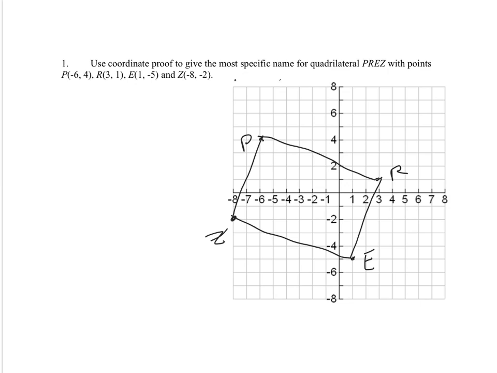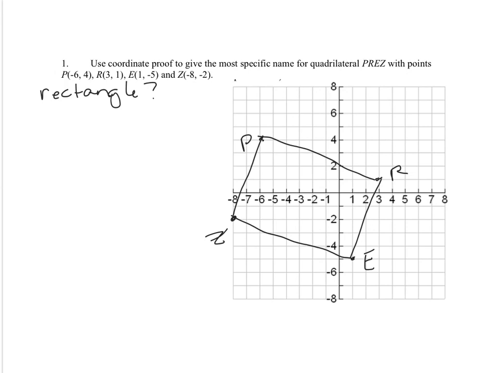Okay, take a look at what it looks like it might be. It looks like it might be a rectangle. Okay, so let's see how could we prove that. So we think it's a rectangle. So our plan is to prove that it's a rectangle. Now how will we do that?